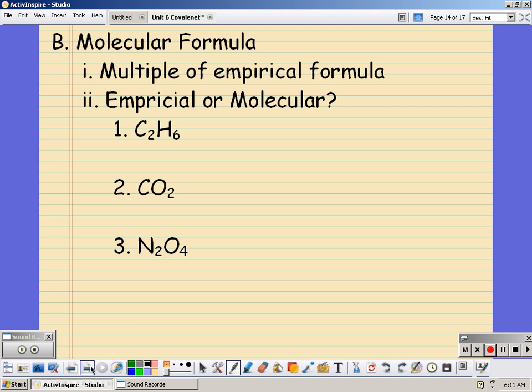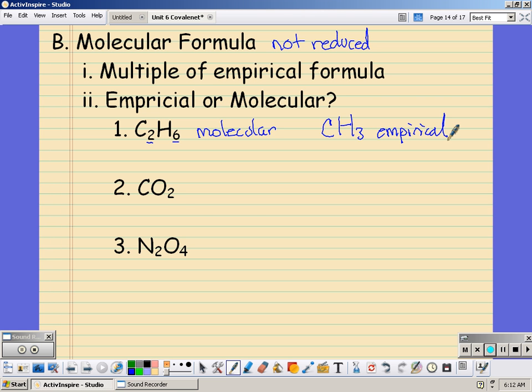A molecular formula is a multiple of the empirical formula. In other words, it's not reduced. So, looking at these formulas, we can label empirical or molecular without doing any math whatsoever. If you're given a formula, you don't need to do math. So, C2H6, if we look at the subscripts, that would be a molecular formula. If we reduce that, divide them both by 2, we get CH3 as the empirical.